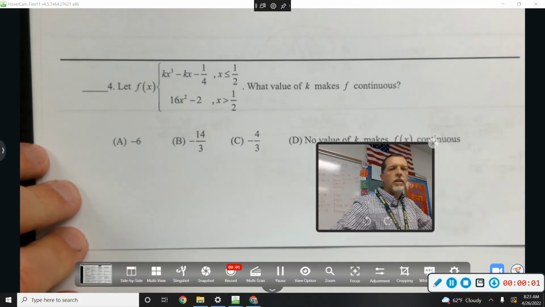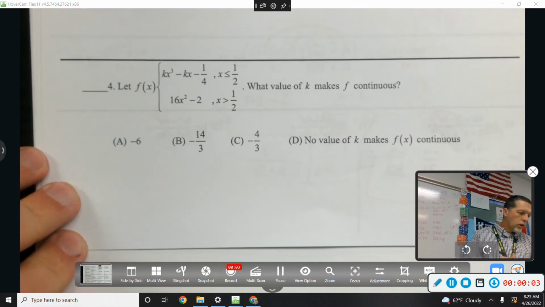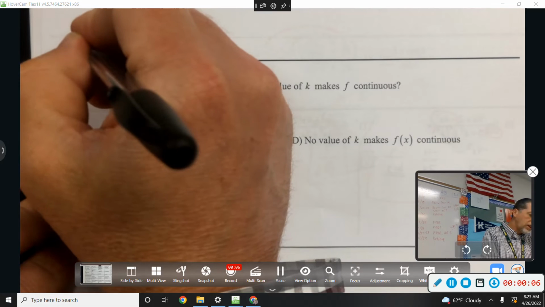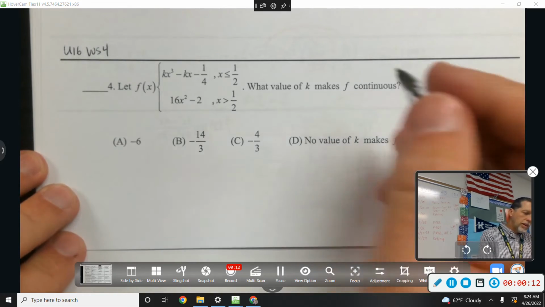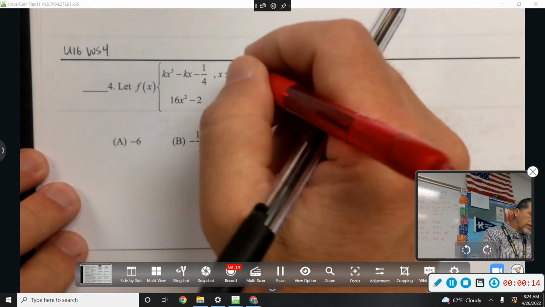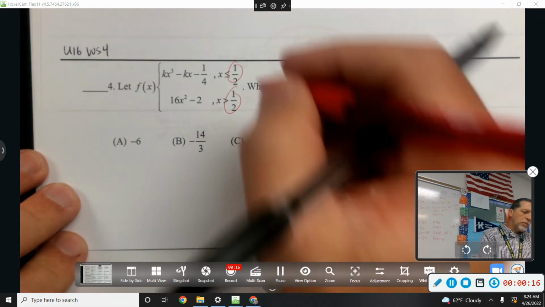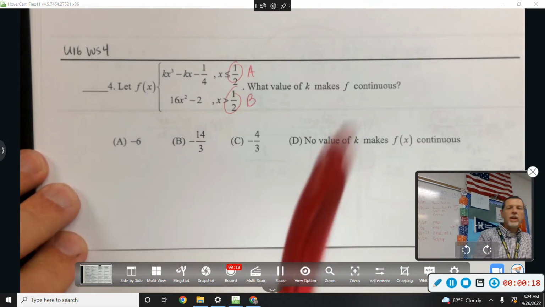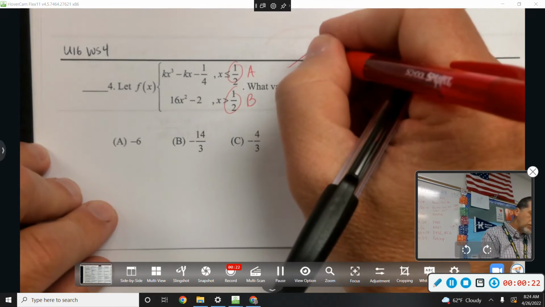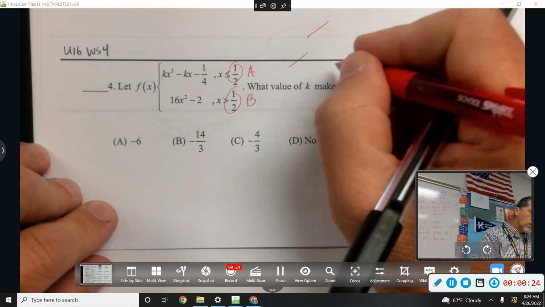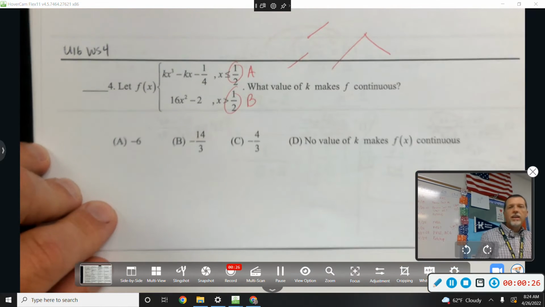Looking at worksheet 4 from Unit 16. Number 4, what value of k makes it continuous? Well, the spot I'm worried about is 1/2. That's where it jumps from branch A to branch B. And so what we want to see is, is it really a jump, or are they connected?